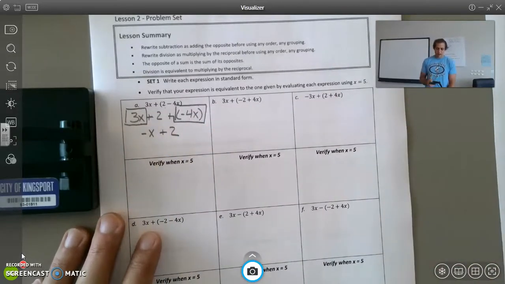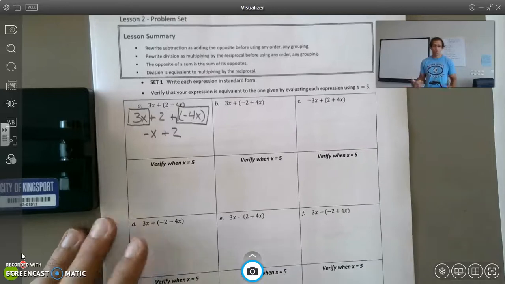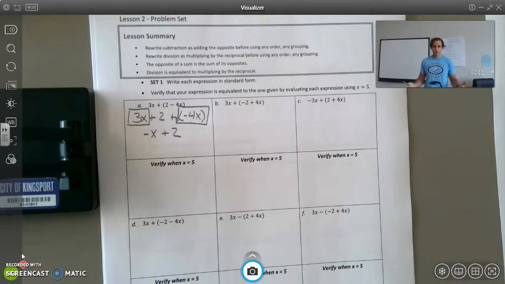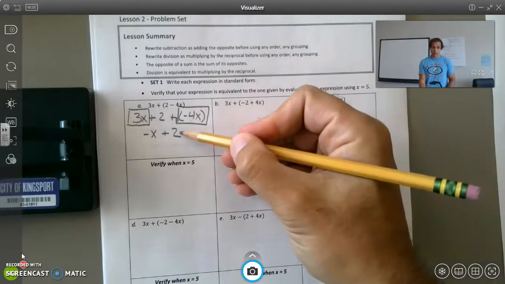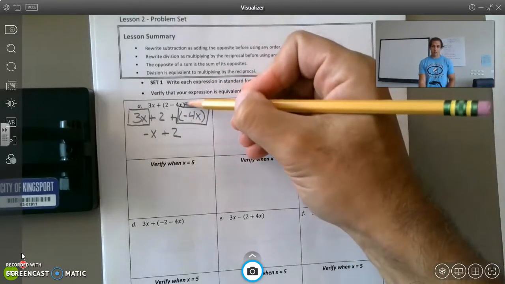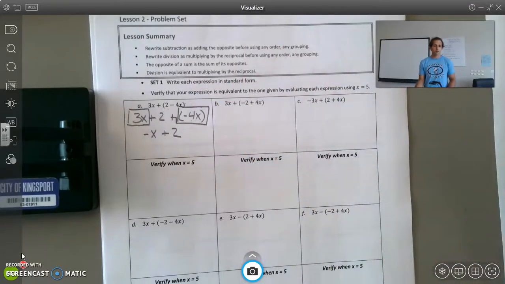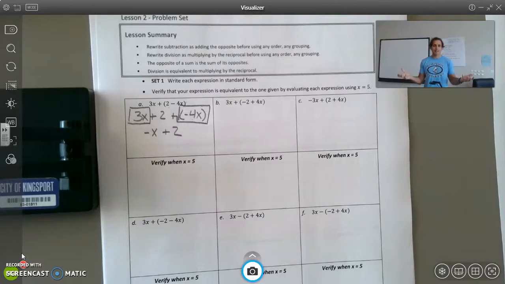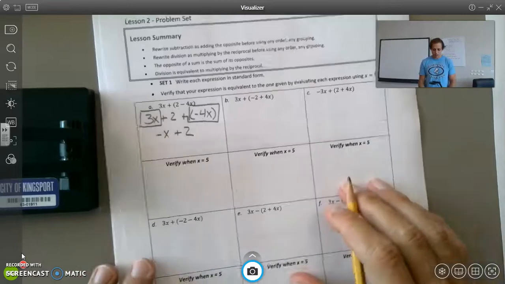Now, we are asked to verify when x is equal to 5. What are we verifying? Well, what is our goal? What are we doing? What's the point of this whole lesson? The point of this lesson is I'm writing equivalent expressions. That means that the expression I've written here is exactly the same as the expression I've written here. How can I show that that's true? Well, if it was true, I could put a number in for x and I would get the same value, right? If the expressions are equivalent, then when I put a number in for x, I get the same value for each expression. So let's do that.